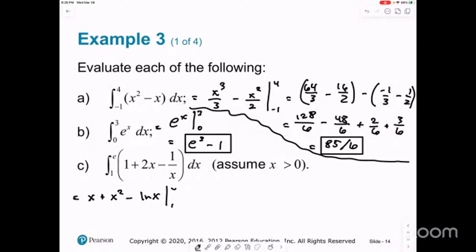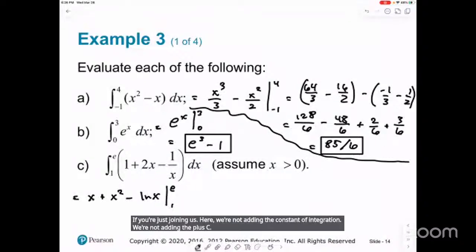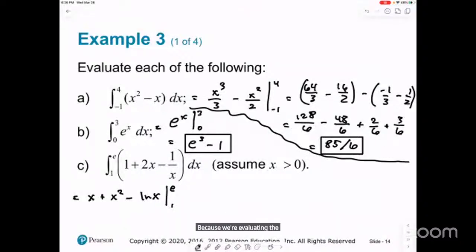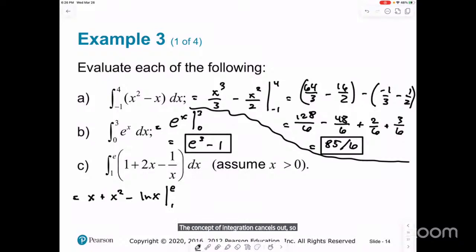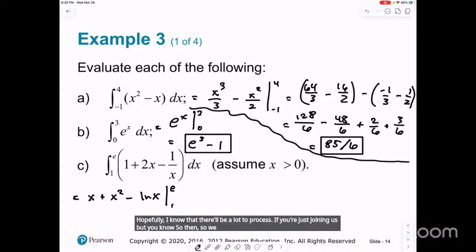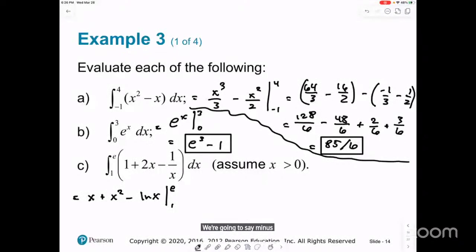If you're just joining us, here we're not adding the constant of integration. We're not adding the plus c because we're evaluating a definite integral. So we say the upper index minus the lower index, the constant of integration cancels out, so we don't need it here. All right. Hopefully, I know there'd be a lot to process if you're just joining us. So we want to evaluate this antiderivative when x is e. We get an answer. We're going to say minus, evaluate this when x is 1. So the first answer minus the second answer.